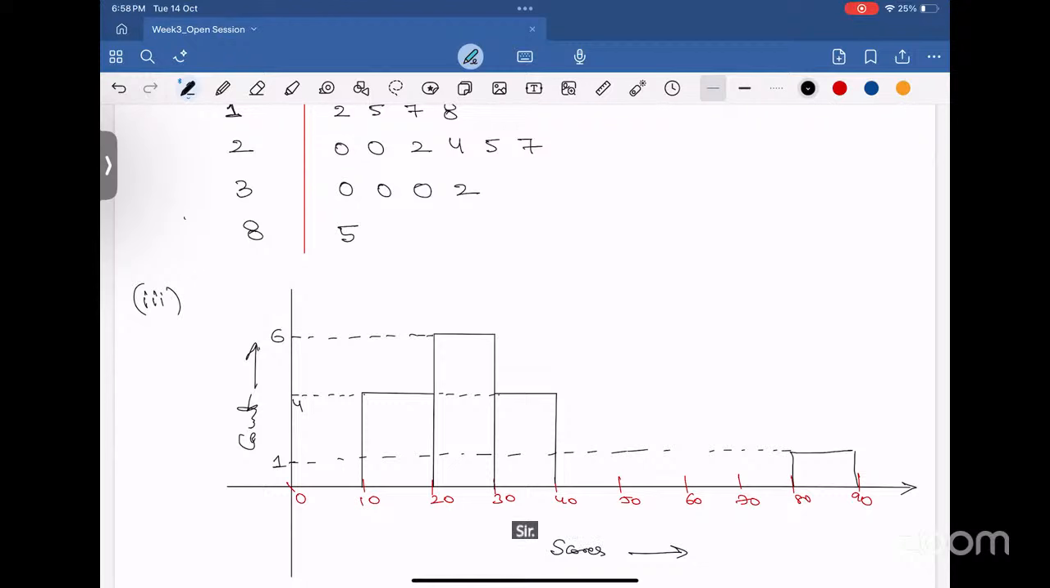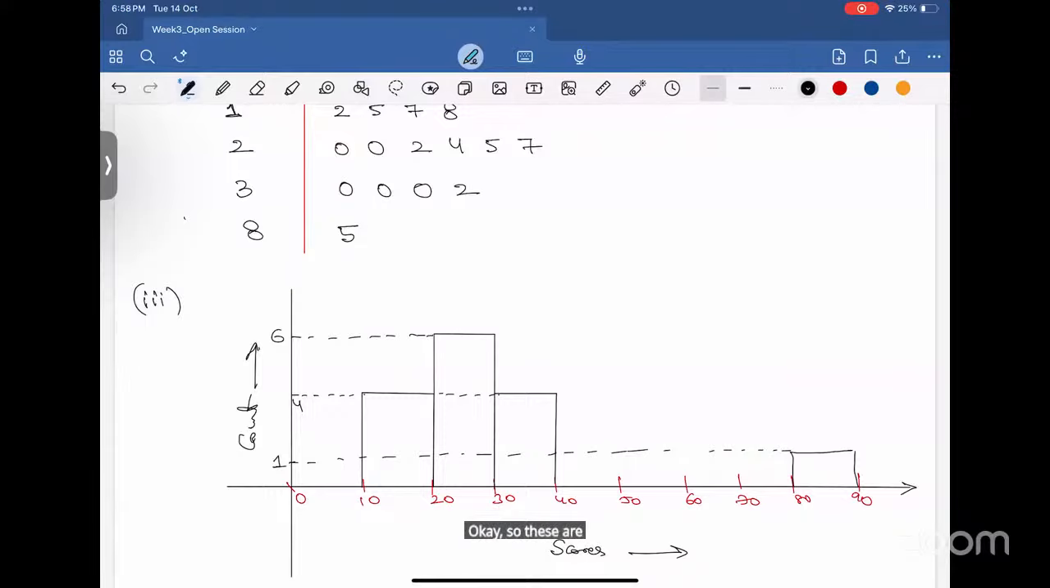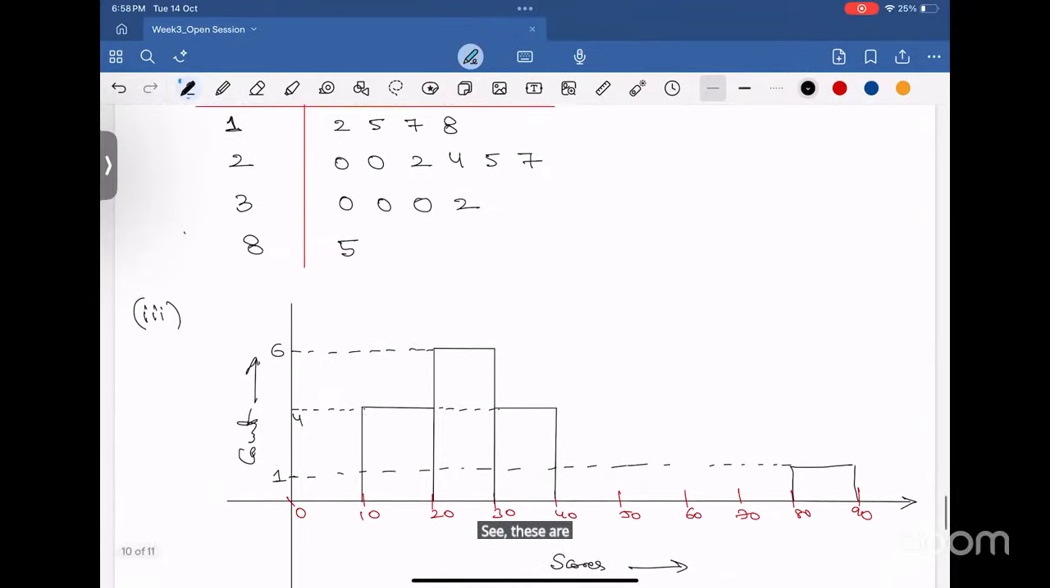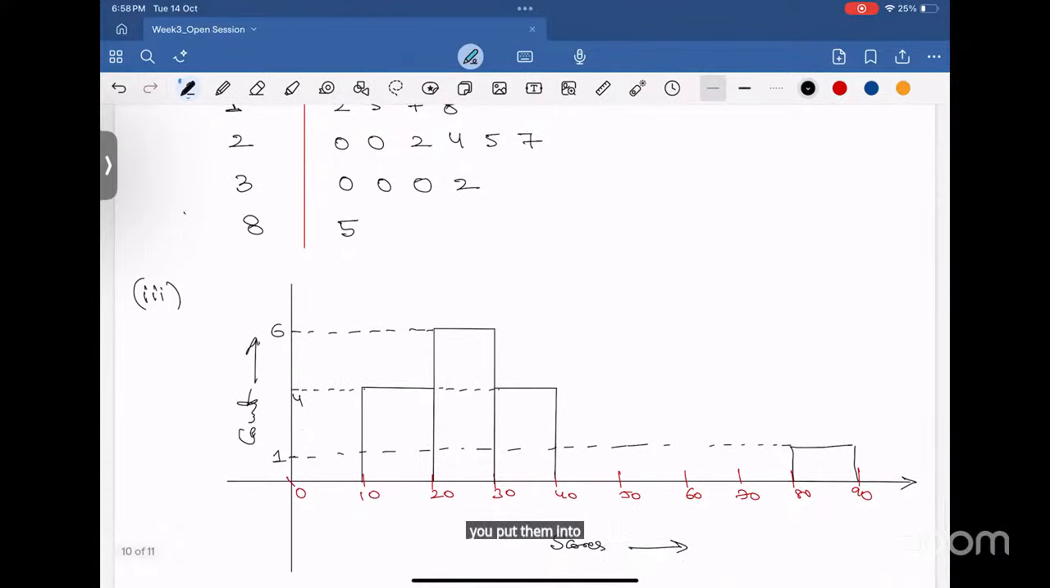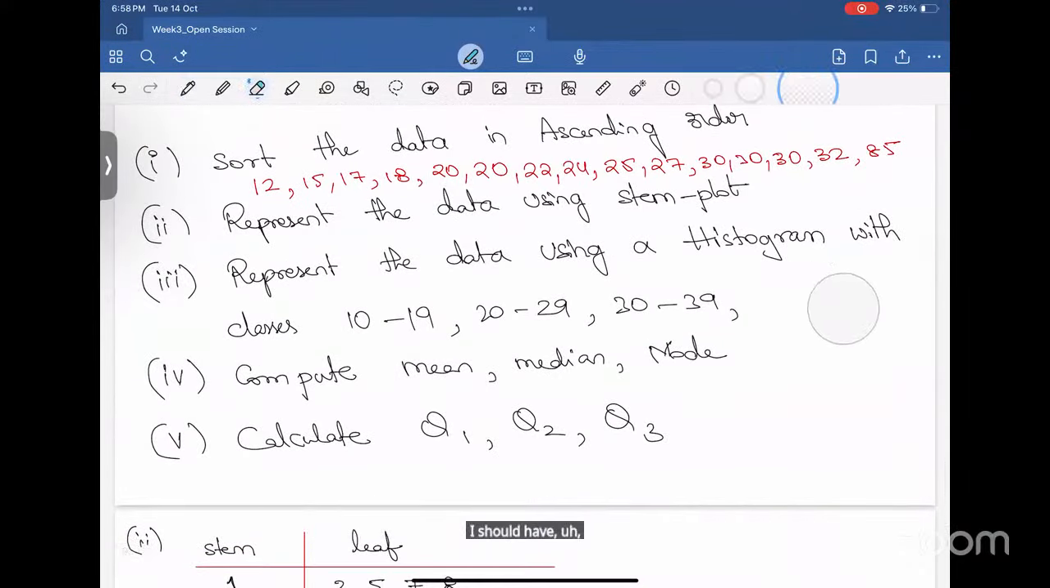Sir, I have a question. Yes. Sir, so instead of leaving the middle part blank, can we just write the last category as 40 and above and just put 1 there? Okay, so these are not categories, right? These are not bar graphs. You put them into categories and then plot each of them into categories. We asked you to plot the histogram, right? So I should have said this clearly. It's not 40 above. It's basically 82, 89.